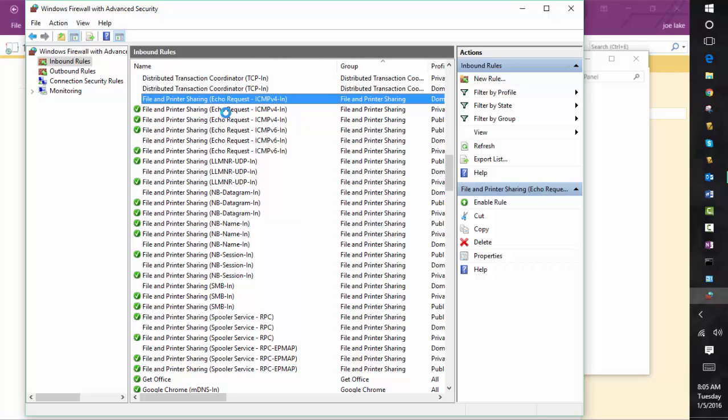I don't want people pinging my computer, right? I want to be able to ping you, but I don't want you to be able to ping me. That's a default setting. That's a good setting. That's what you generally want. That's what screwed you guys up a lot of times.